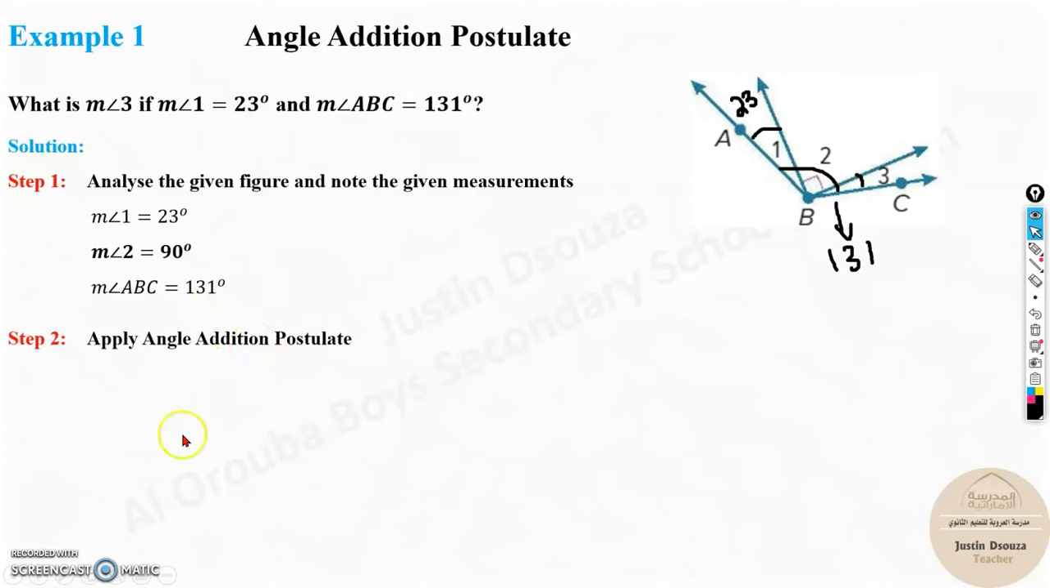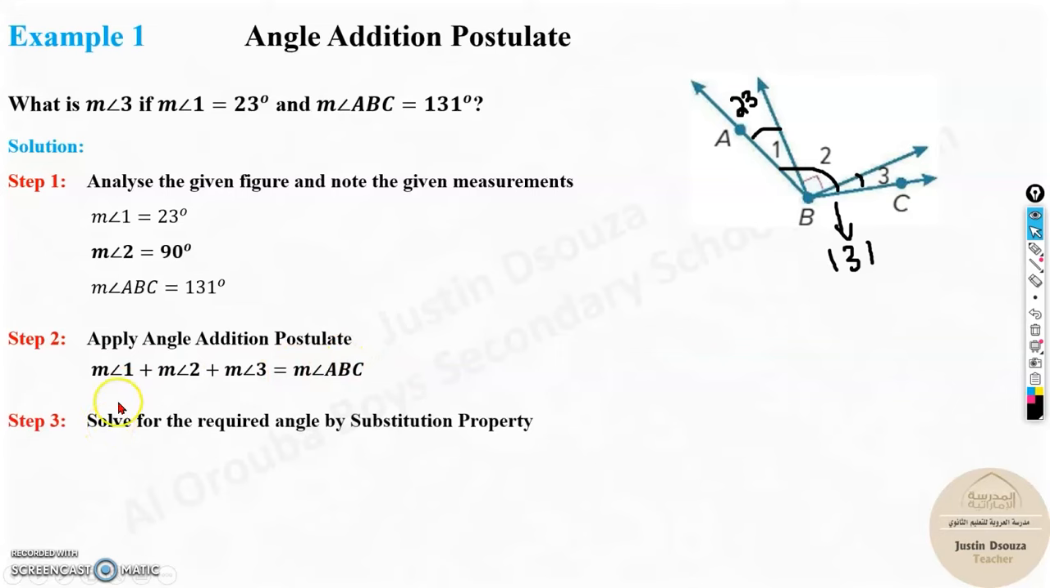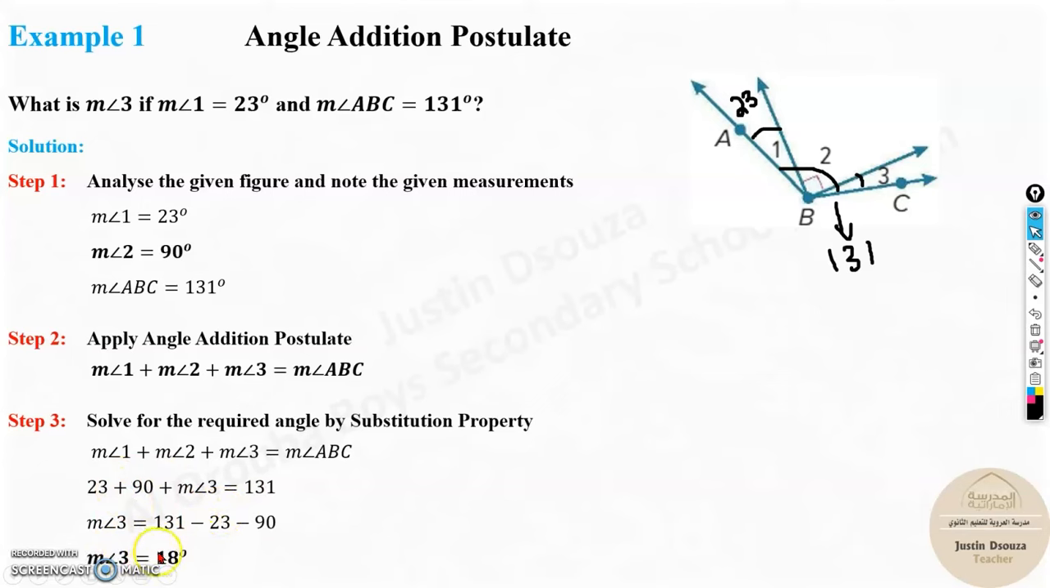Now, you can use the angle addition postulate, which we saw. That means when you add all of these individual angles, you must get the total angle. That is, the measure of angle 1 plus the measure of angle 2 plus the measure of angle 3 must be the total angle. We just have to substitute everything, that is by the substitution property. Angle 1 is 23, angle 2 is 90, angle 3 is unknown, which we need to find, and the total measure of ABC is 131. Now what do we get? Take everything to the other side and subtract, put it in the calculator, and you will get 18 degrees. So this is the answer for this question.